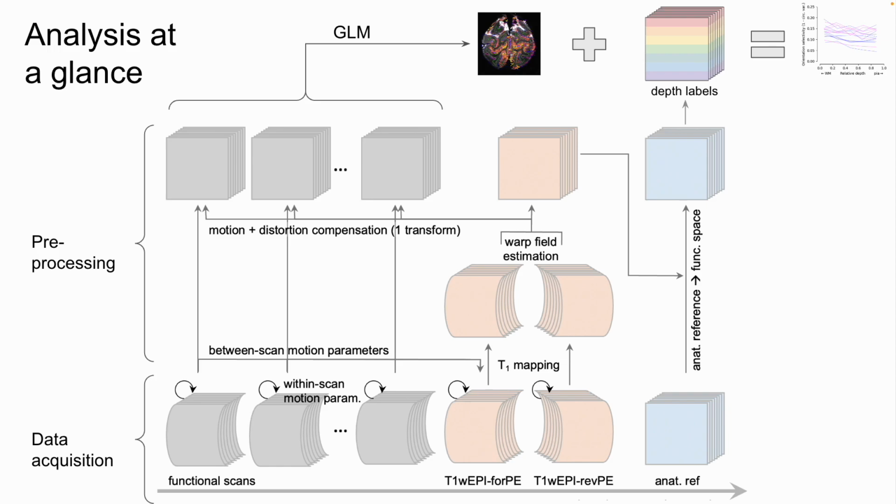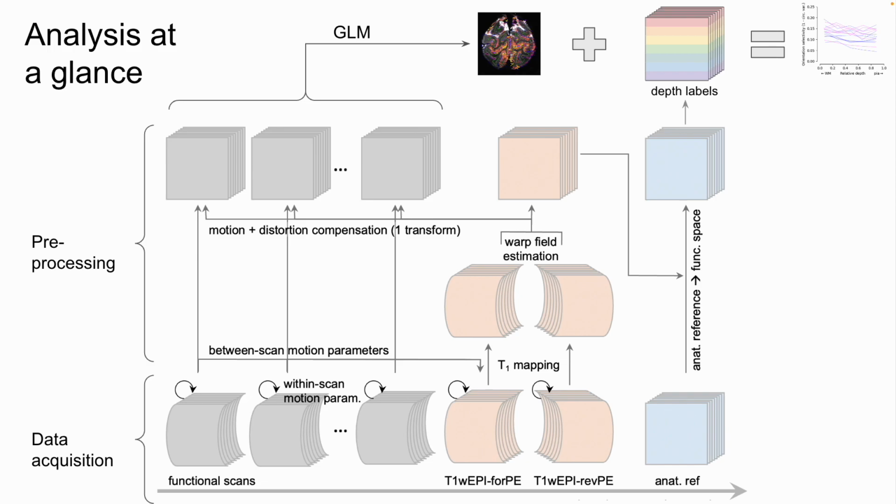My processing pipeline looks like within scan motion compensation on the data. I do my motion compensation before I do my distortion compensation. I've tried it both ways. I haven't seen that it has a big impact on my data, and it philosophically sits with me better to do motion correction before I do warp field estimation or distortion compensation.